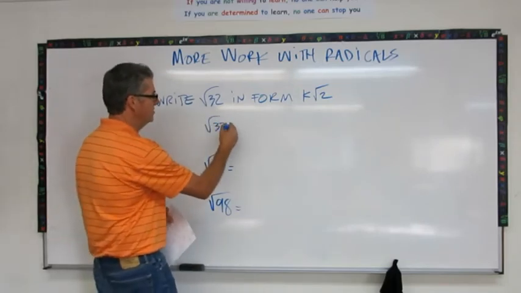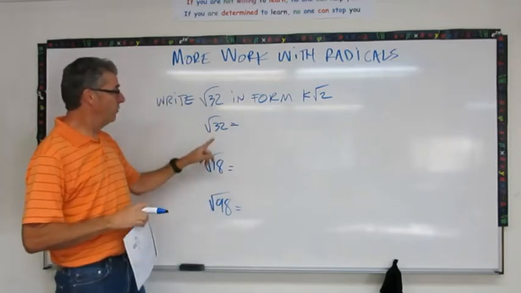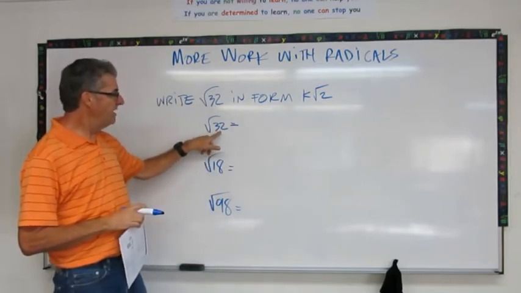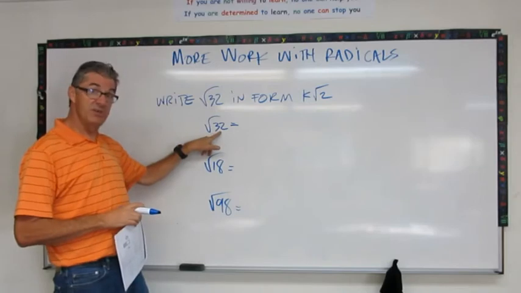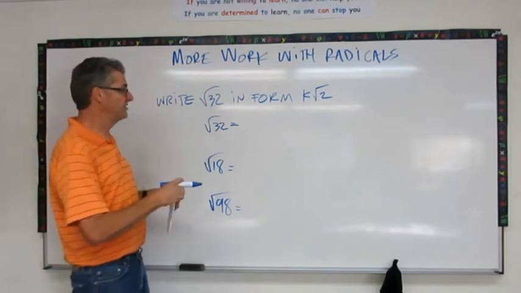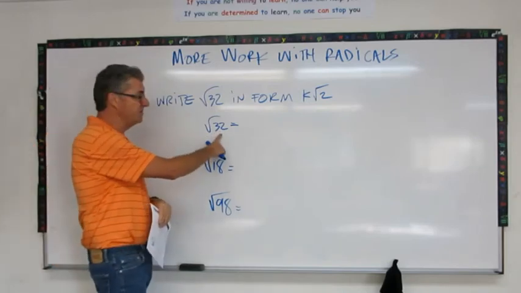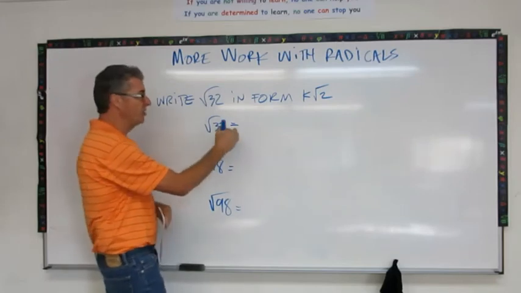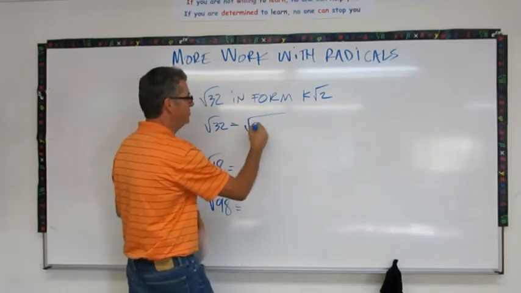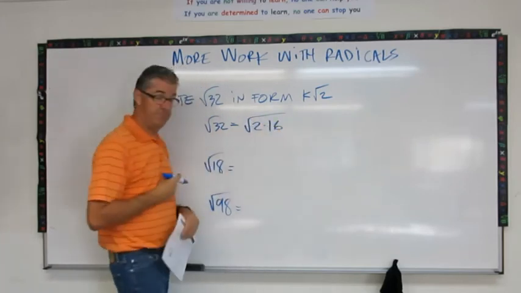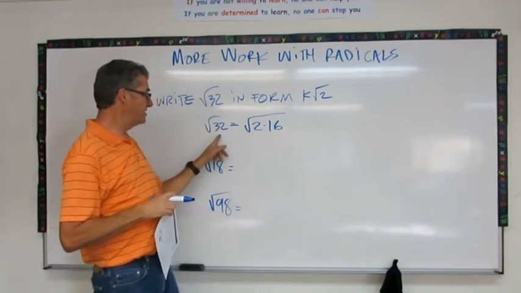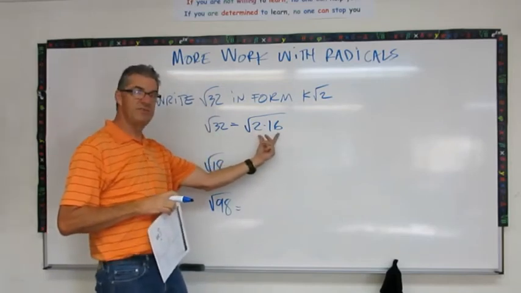Root 32. How are we going to get there? Well, we could figure out what 32 is in terms of some factors. So how can I multiply to 32? I'm going to pick one that's really good for that. 2 times 16. That's 32. All I did is I factored my 32, wrote it as 2 times 16.